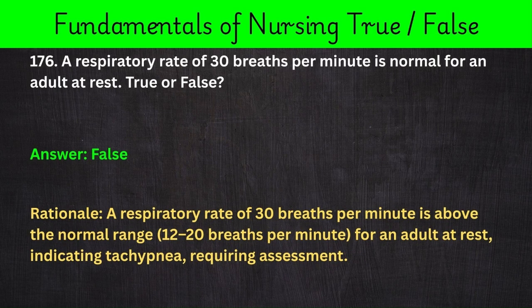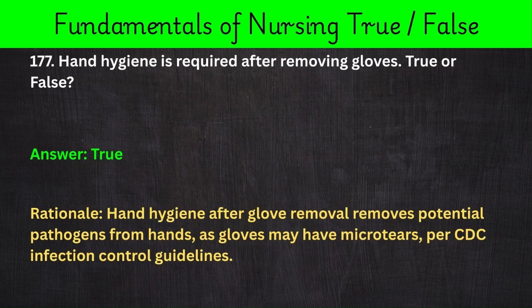176. A respiratory rate of 30 breaths per minute is normal for an adult at rest. True or false? Answer: false. Rationale: A respiratory rate of 30 breaths per minute is above the normal range, 12 to 20 breaths per minute, for an adult at rest, indicating tachypnea, requiring assessment.